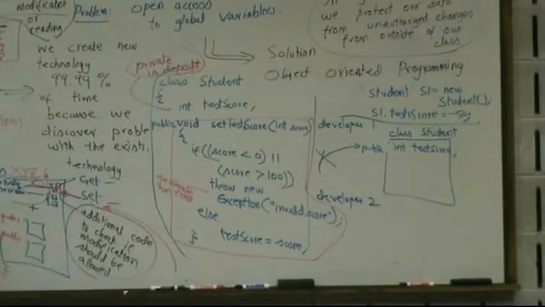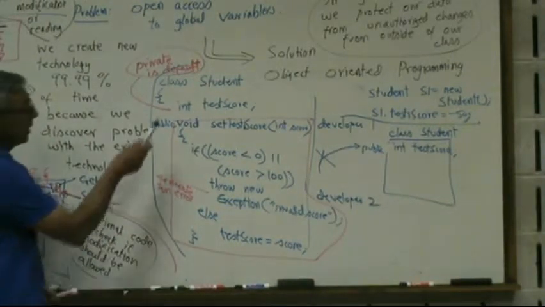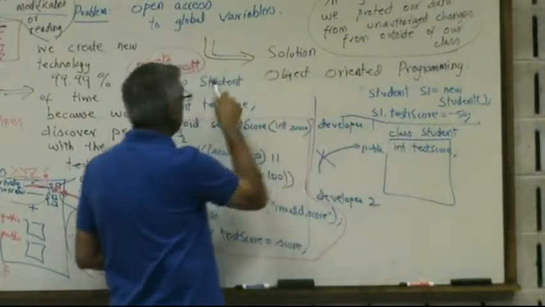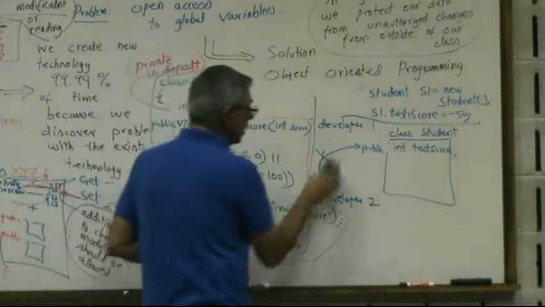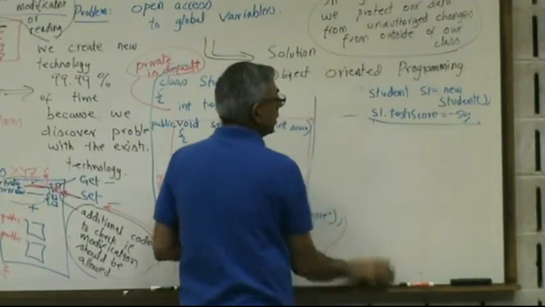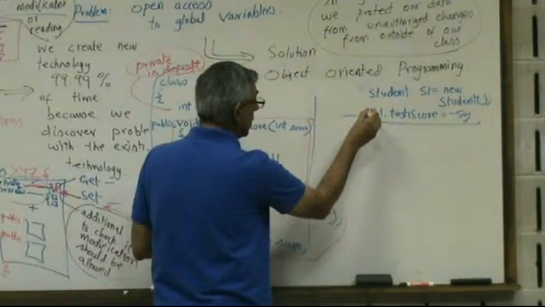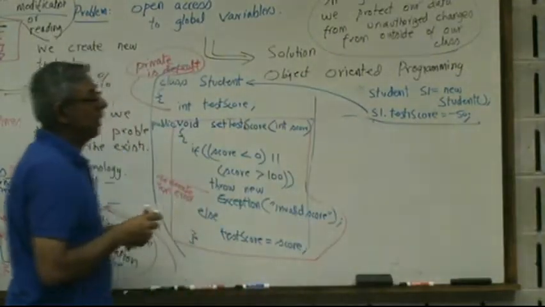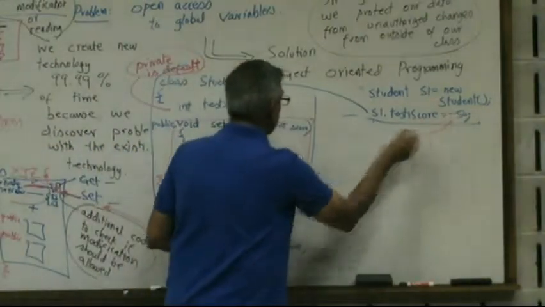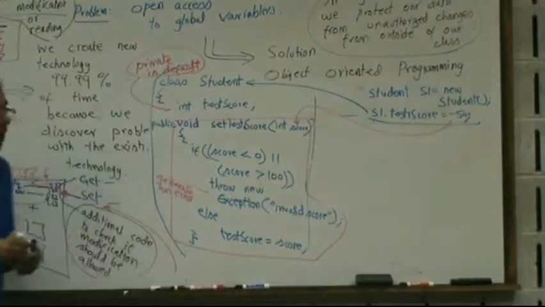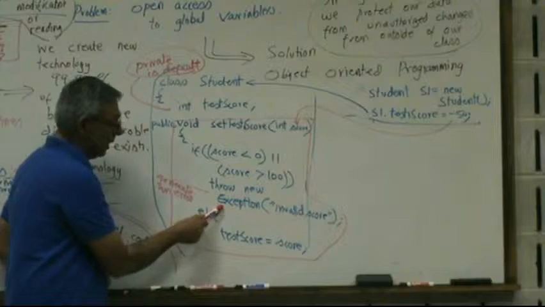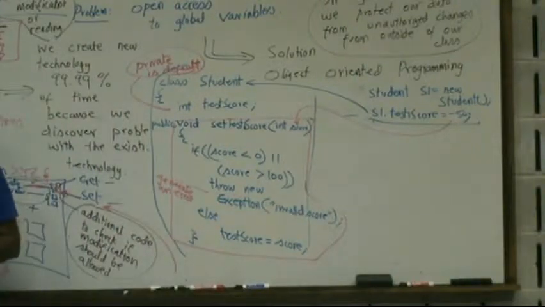Okay, so now take a look over here. Because the test score is private, if somebody tried to do this on this particular student class, okay, if you try to execute this on this class, what will happen? Invalid. See, this minus 50 will go over here, correct? Then it will check if score is less than 0. It is less than 0, so it will generate an error. It will not modify the score, right?